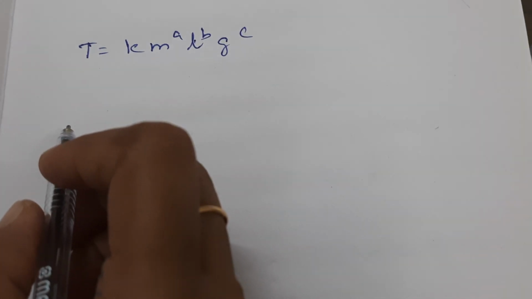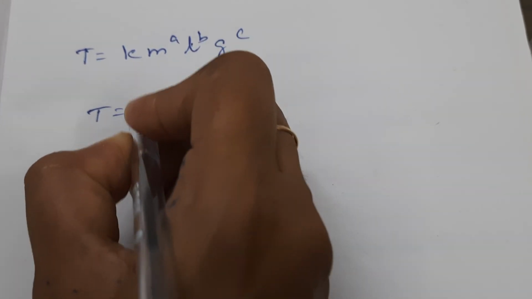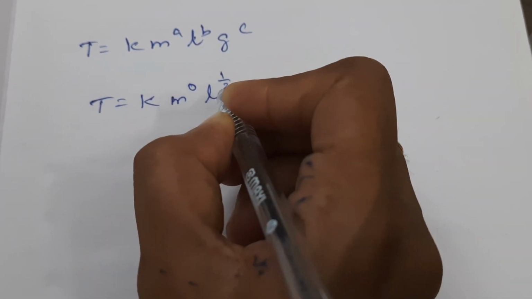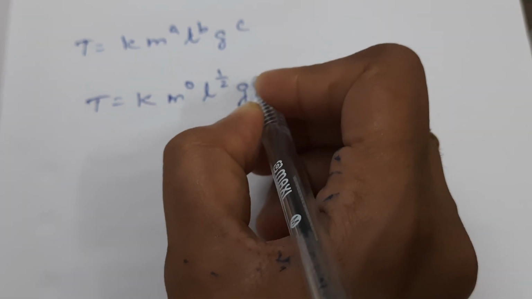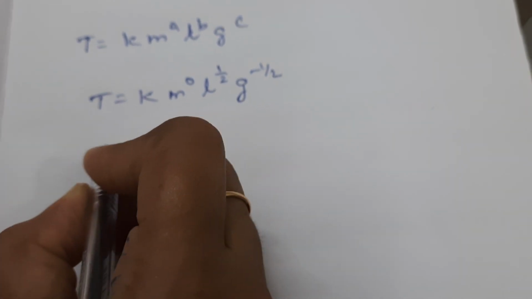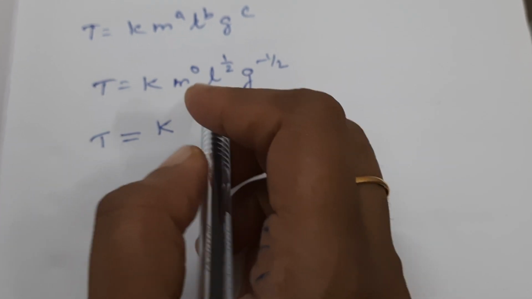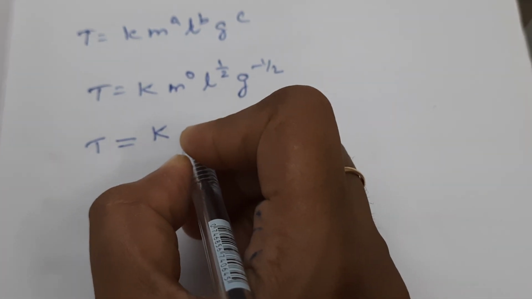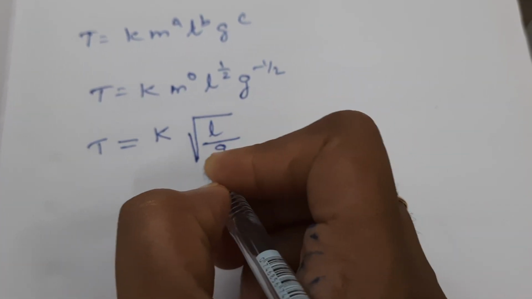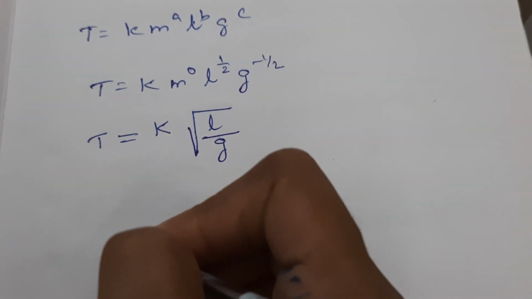So substitute the values of a, b, c in this equation. We will get T equal to k into m power 0, L power 1 by 2, g power minus 1 by 2. So we can write T is equal to k into, anything power 0 is 1, so L power 1 by 2 we can write as root of L, and g power minus 1 by 2 we can write as 1 by root of g. So we can write it as T is equal to k into root of L by g.